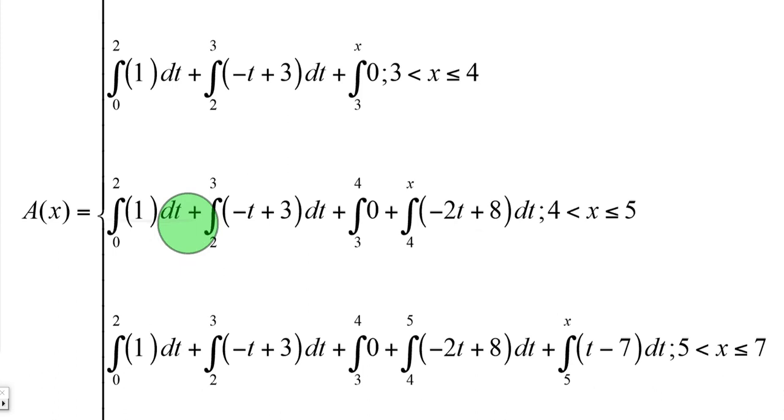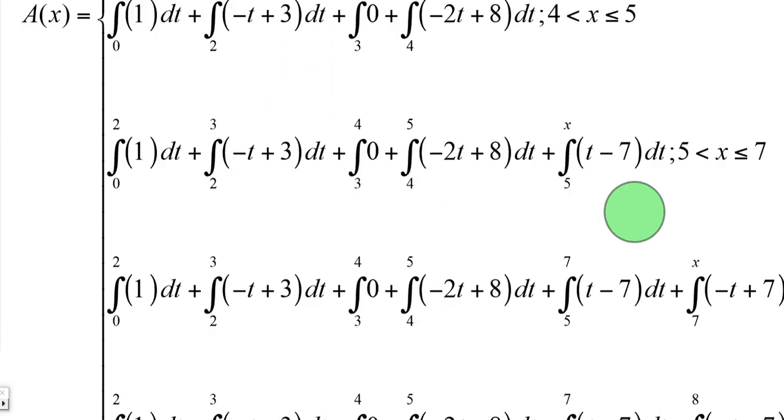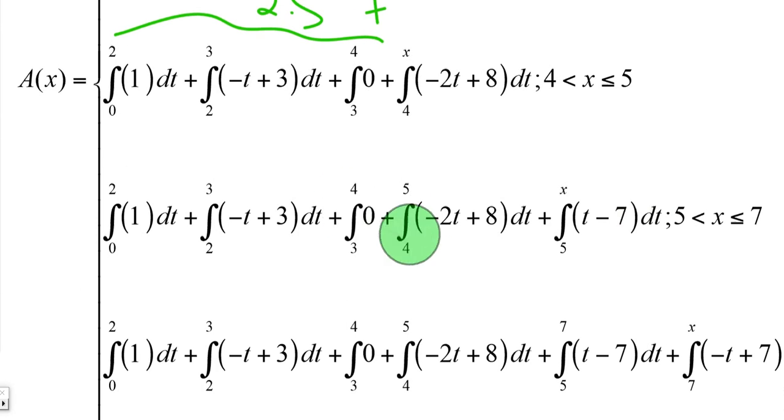And again, we'll add all the areas before that. We'll take all the areas before that into account. In this case, like I said, if you just were to simplify all this, it would just be 2.5 plus this area formula. Okay, so I'm going to go ahead and move on and show you what the rest of the pieces look like.